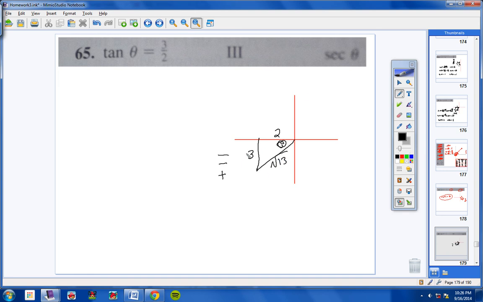So now they want us to find the secant of theta. Now think about this, guys. The reciprocal of secant is cosine, and cosine is adjacent over hypotenuse. So secant is going to be hypotenuse over adjacent. And also, if cosine is negative in this quadrant, the secant is negative also. So we know secant of theta is going to be negative, and it's going to be hypotenuse over adjacent, so it's going to be square root of 13 over 2. And there we go.